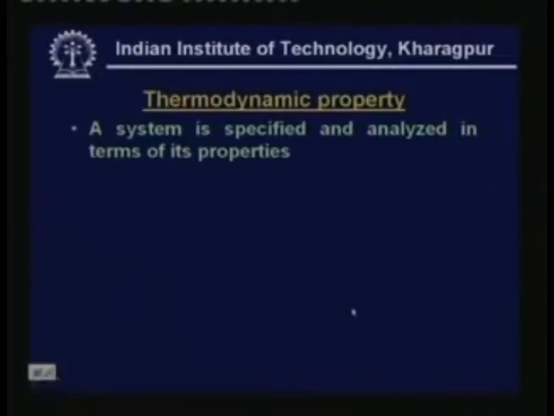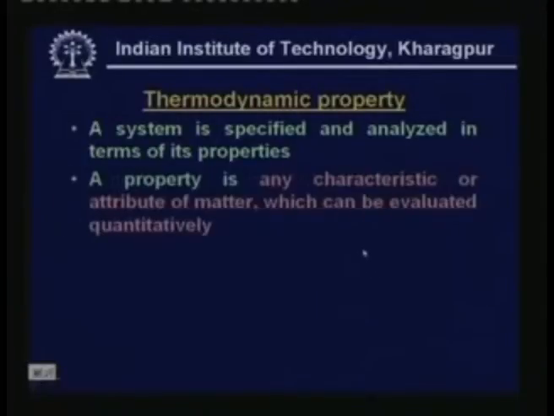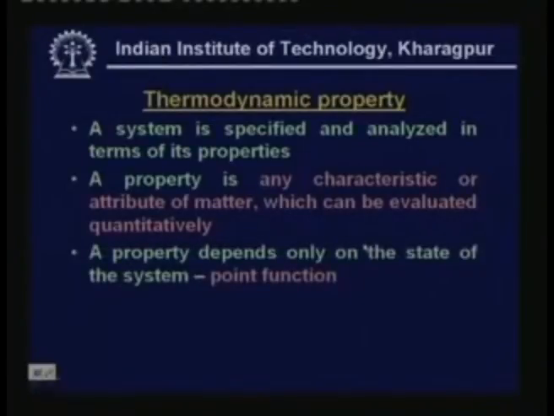Now let us define thermodynamic property. A system is generally specified and analyzed in terms of properties. And a property is any characteristic or attribute of matter which can be evaluated quantitatively. So this is the exact definition of property, and a property depends only on the state of the system. That means a property has to be a point function. So all properties are point functions, and one of the peculiar characteristics of a property or point function is that their cyclic integral is always 0. So this is one of the characteristics of properties.